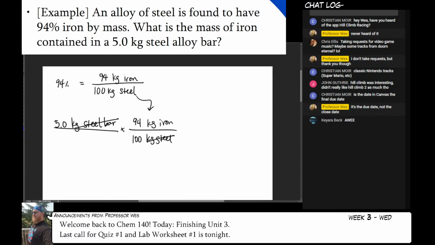And then these cancel out, right? And then I have 5 times 94 divided by 100. So if 94% of my bar is steel, and the bar weighs 5 kilograms, that must mean 4.7 of those kilograms are iron at this percentage of iron and steel. And so this is how the units work out.